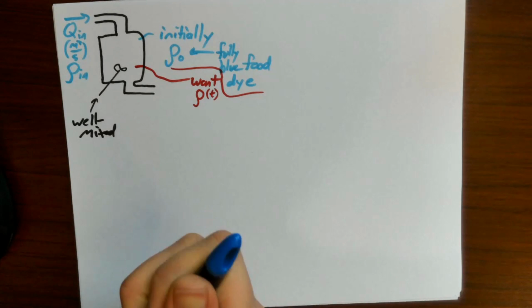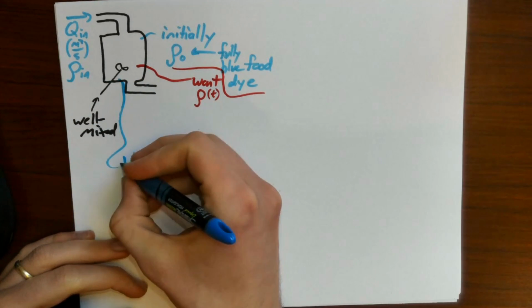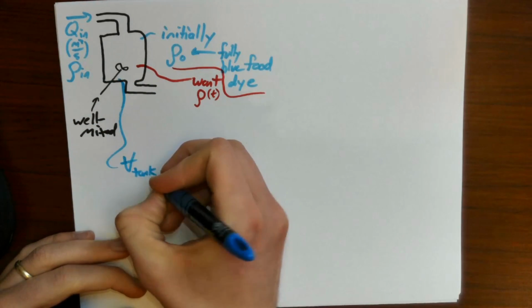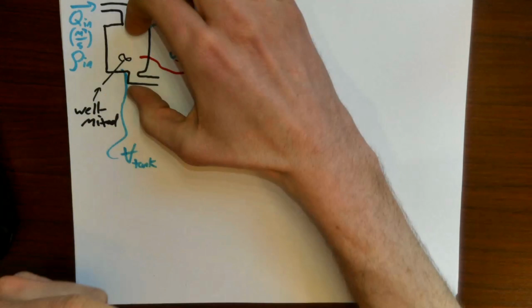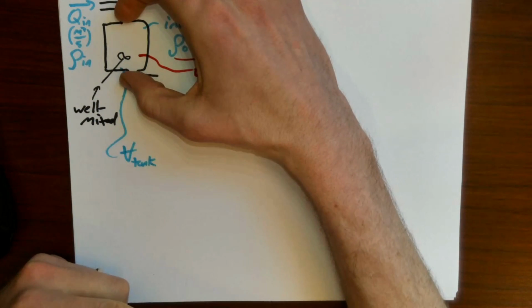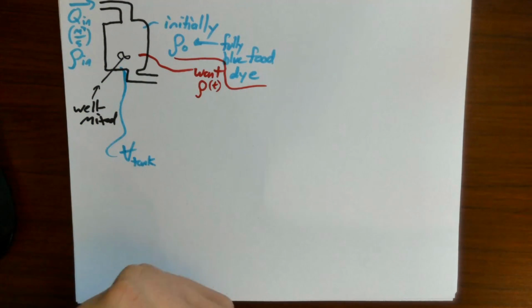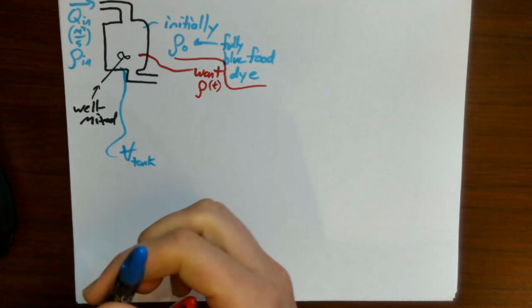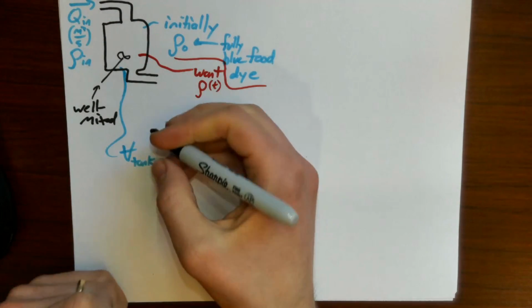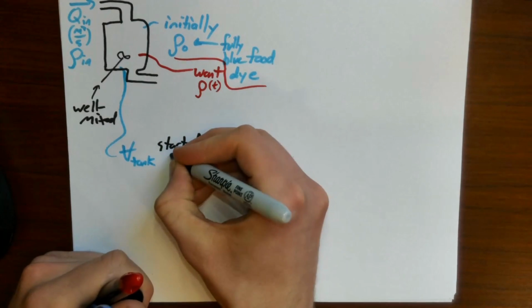We're going to assume that we know the volume of the tank is a known constant, and we're basically going to assume that the tank starts fully full, full to the brim of fluid, and remains full the entire time. So assume the tank starts full, stays full.